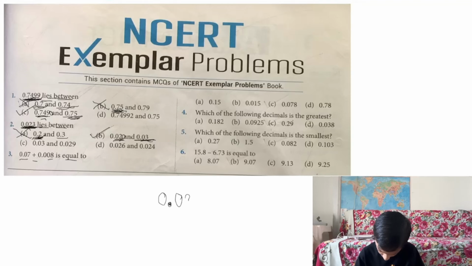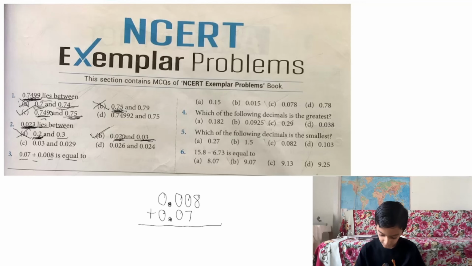0.008 plus 0.07. Now we'll do the addition of these two decimals. Here 8 and here is 0. So here 8 plus 0 is equal to 8. 0 plus 7 is equal to 7. 0 plus 0 is equal to 0. And point under the point. And 0 plus 0 is equal to 0.